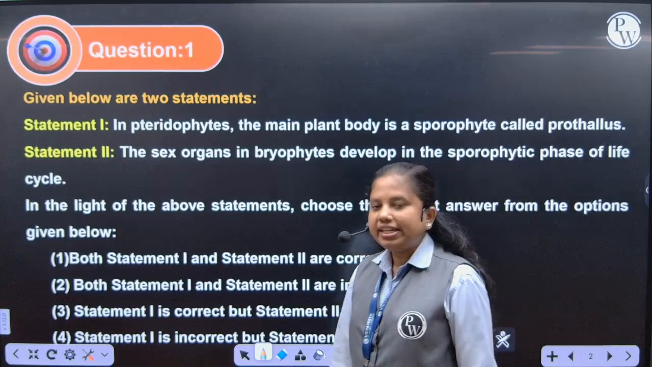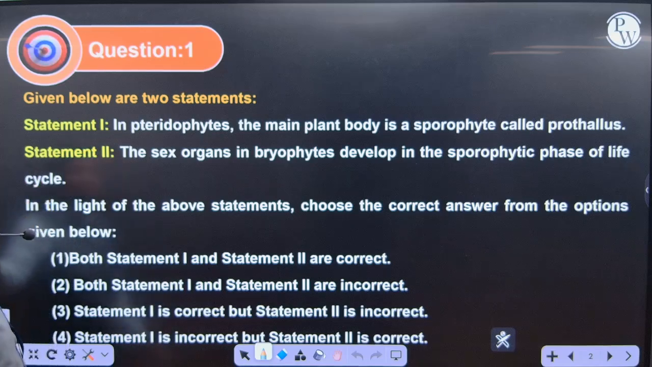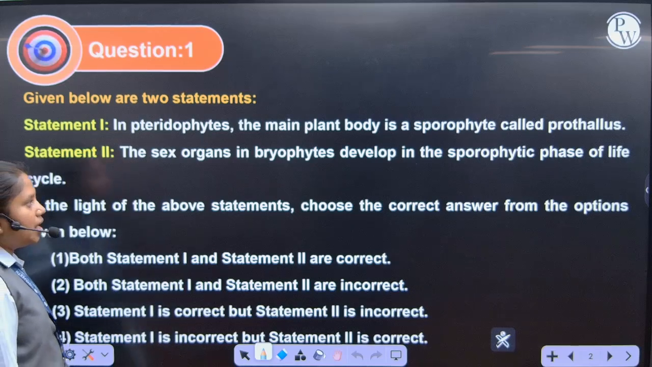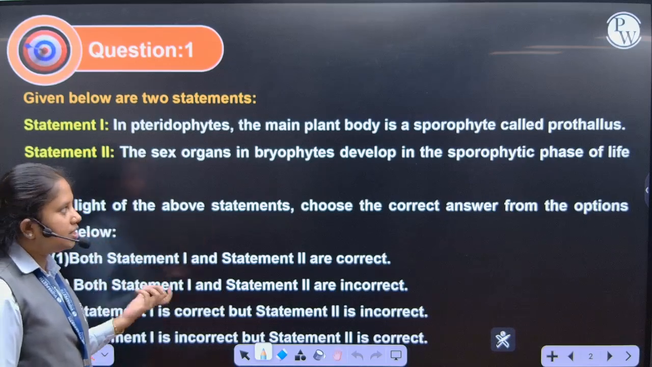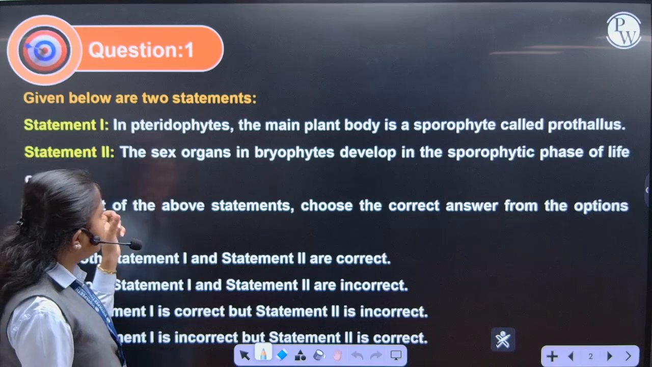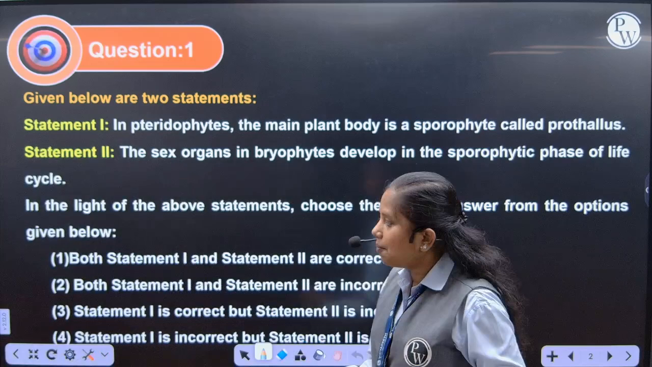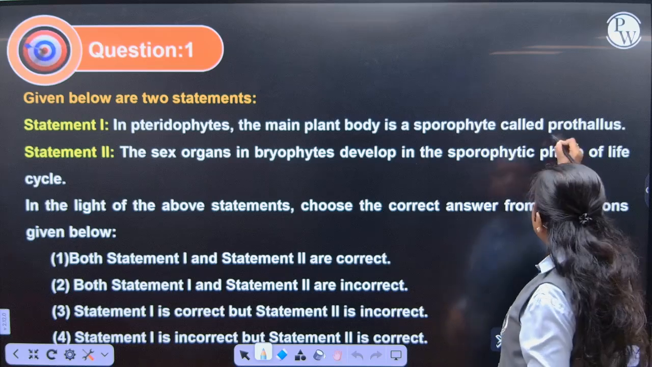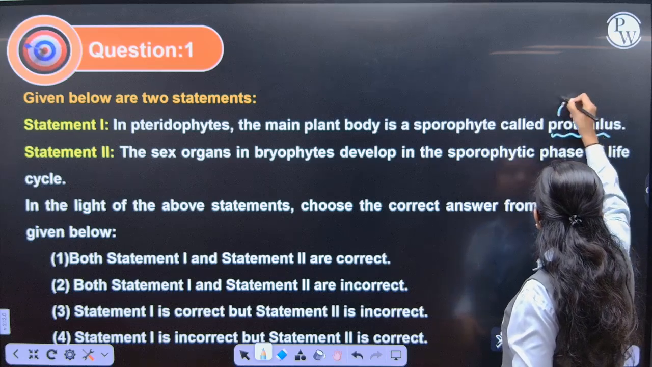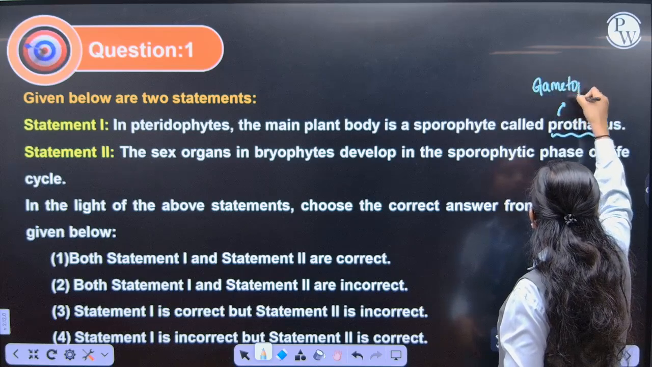Hello students, here the first question says, given below are two statements. Statement 1, in pteridophytes, the main plant body is sporophyte called prothallus. Now when we look into this statement here, we understand that in pteridophytes, the main plant body is a sporophyte, but that sporophyte is not called prothallus. Prothallus here defines the gametophytic phase and not the sporophytic phase.